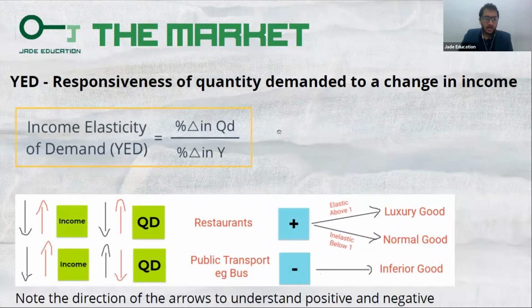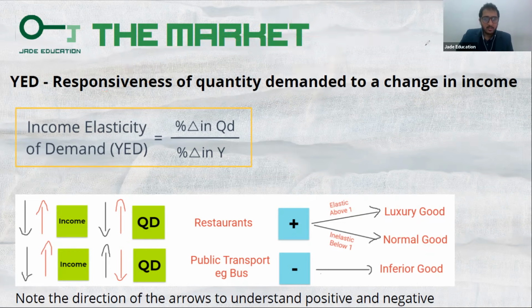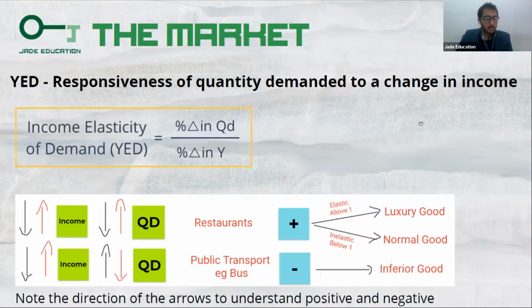And of course, you have YED. Responsiveness of quantity demanded to a change in income. Income elasticity of demand. Again, let's simply change this reaction. Customers. How will customers react when their income changes? Now, you got to be careful here. You have control over price. You don't have control over their income. So you need to see how they will react.